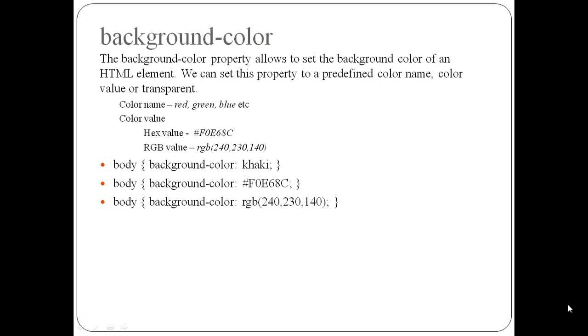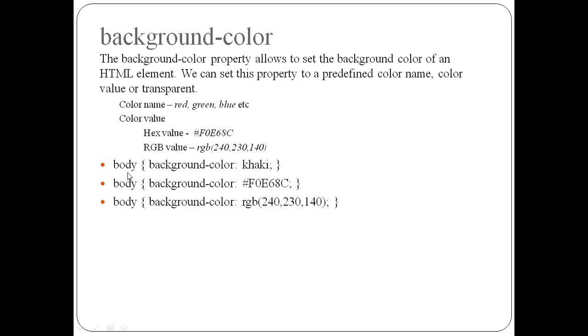Let's see first what is background color. The background color property allows you to set the background color of an HTML element. We can set this property to a predefined color name, a color value, or transparent. In case of a color name, you can specify directly red, green, blue, or if it is a color value, you can specify a hexadecimal value or RGB value. So these are some examples of how you can specify.